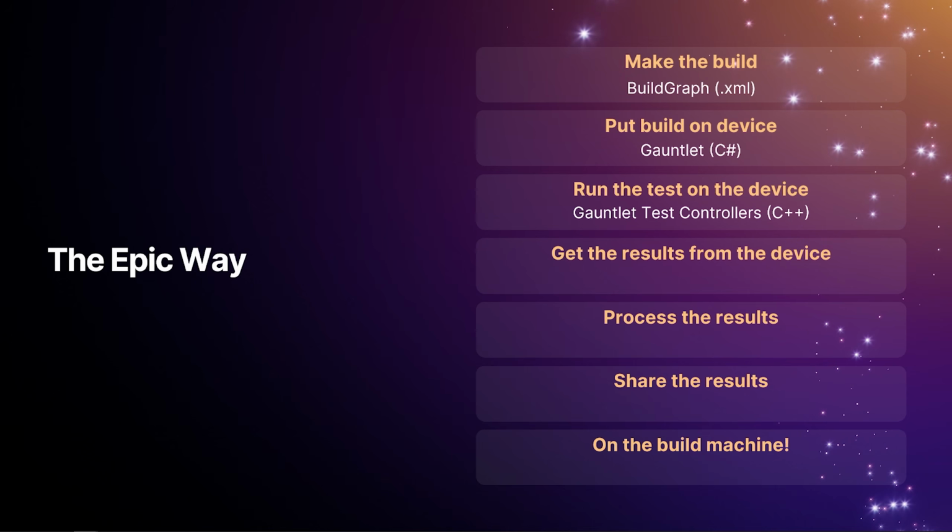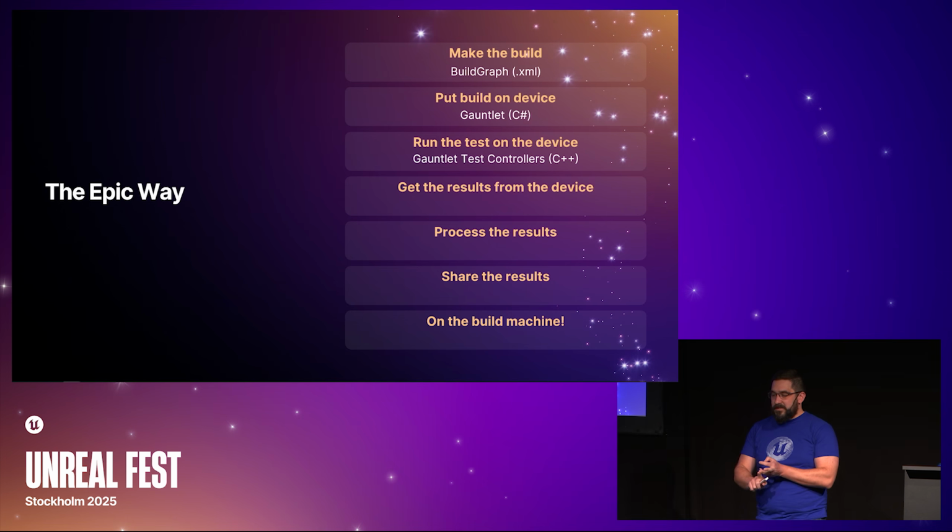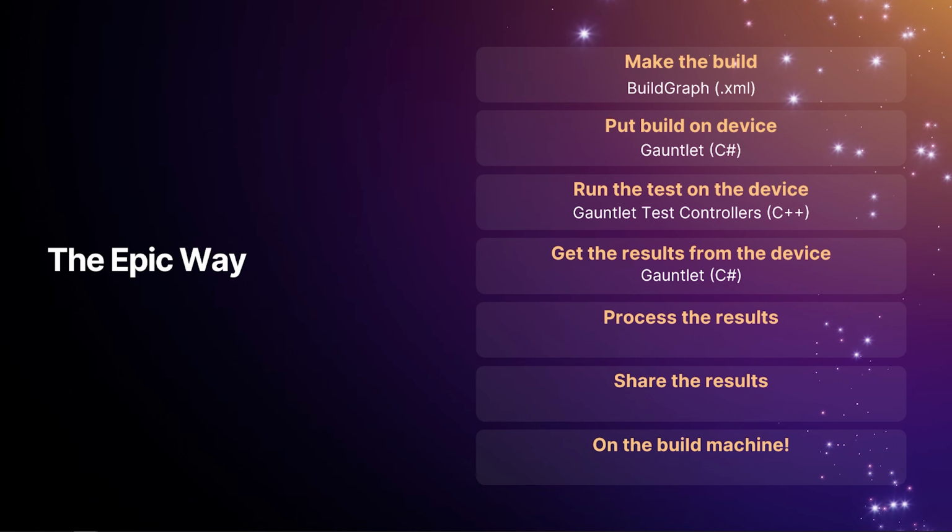The test on the device is going to be something called a Gauntlet Test Controller, which is going to be in C++, driving automated tasks outside of the automation test framework for runtime functional tests, especially with networking. And then to get the results back off the device, we're back at Gauntlet. We have some command line tools for processing results from both the CSV profiler and Unreal Insights. Sharing the results, it's kind of up to you. We'll talk about that later.